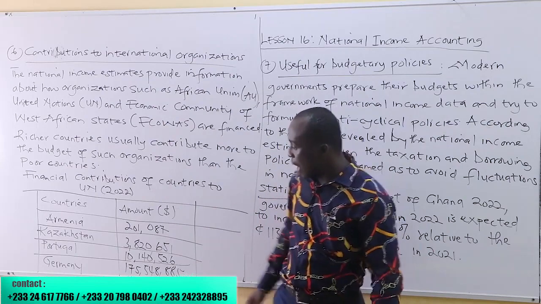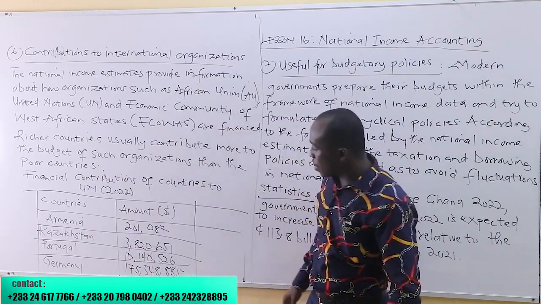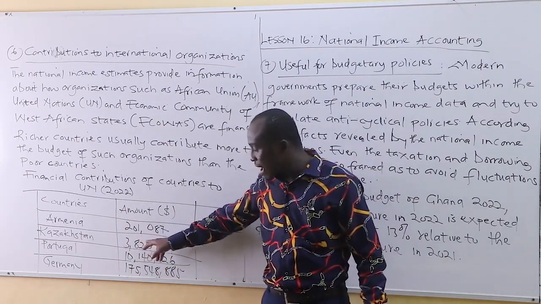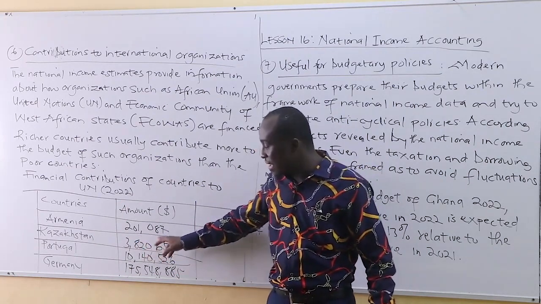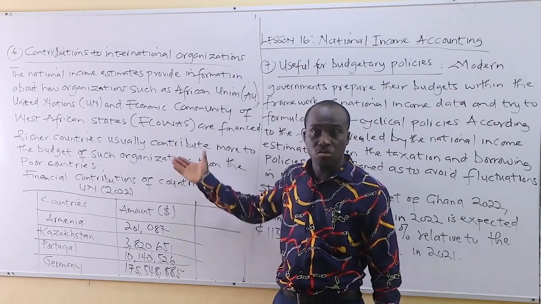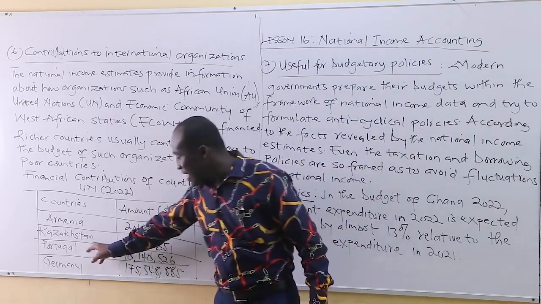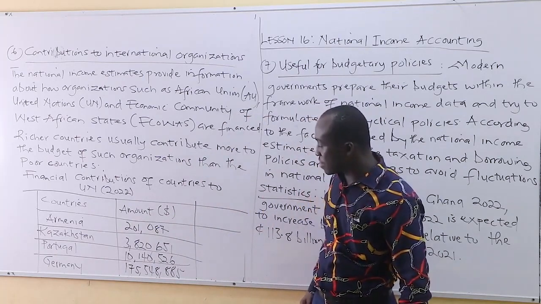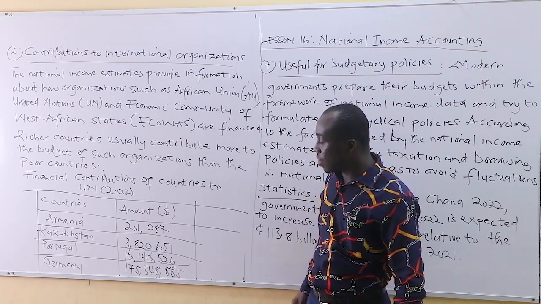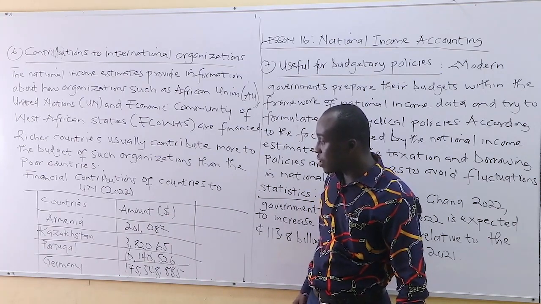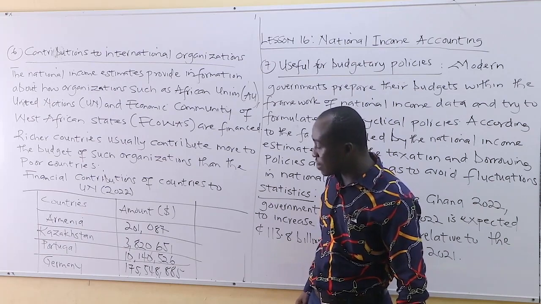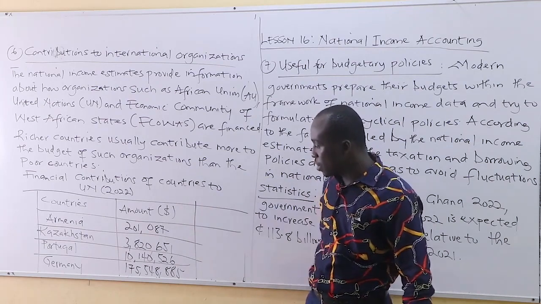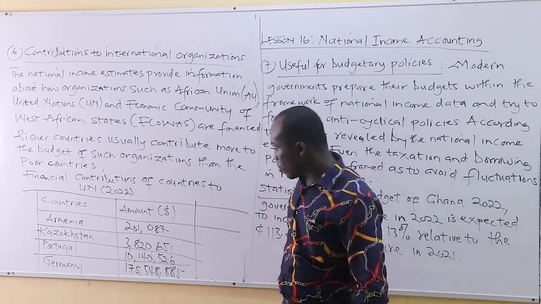For instance, Armenia in 2022, their contribution to the UN was $201,087. That's their contribution. Kazakhstan, the contribution was $3,820,651. $3,820,651 was their contribution to the UN. In 2022, Portugal, their contribution was 7 million dollars.